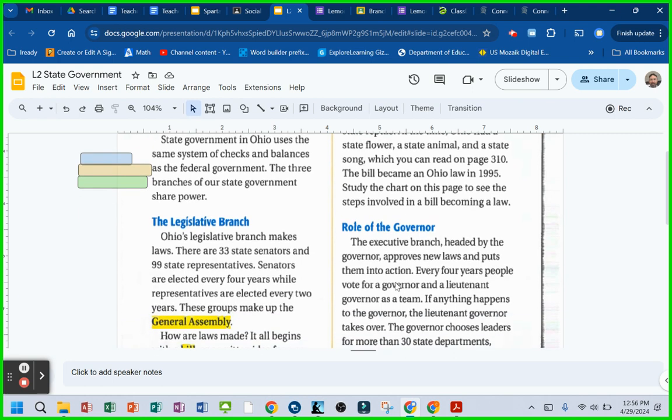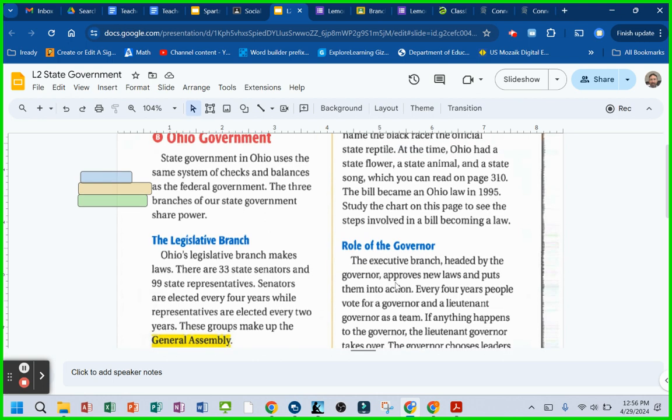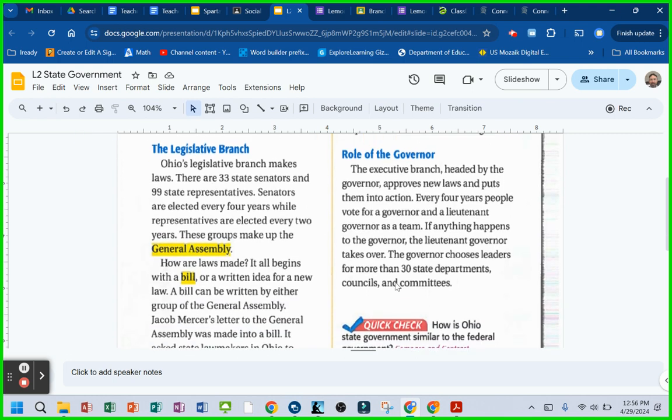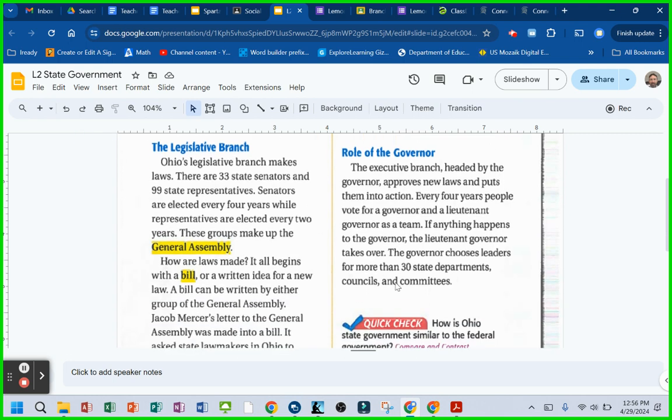Legislative branch. Ohio's legislative branch makes laws, right? There are 33 state senators and 99 state representatives. Senators are elected every 4 years, while representatives are elected every 2 years. These groups make up the General Assembly. The General Assembly would be the same as the Congress, right?